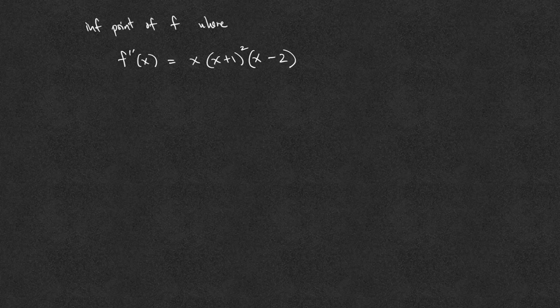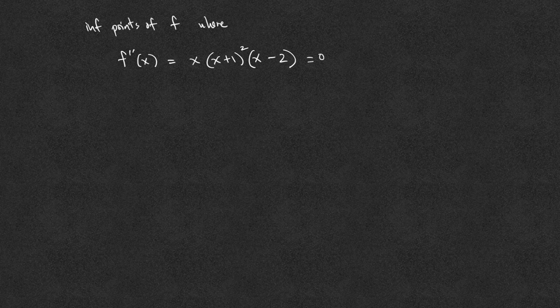Find all the inflection points of the function f, but f double prime is given. f double prime of x is x times (x plus 1) squared times (x minus 2). To determine the inflection points, which is where f double prime changes its sign, we only need to take the second derivative and set it equal to 0.